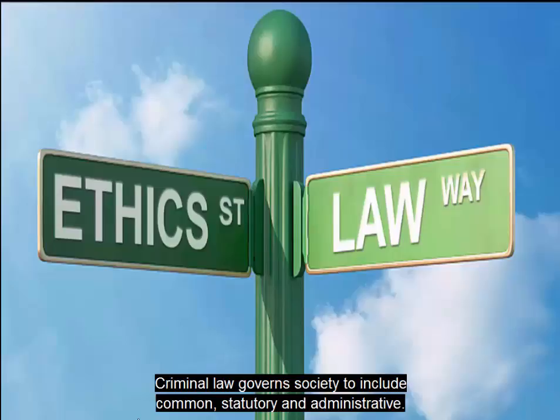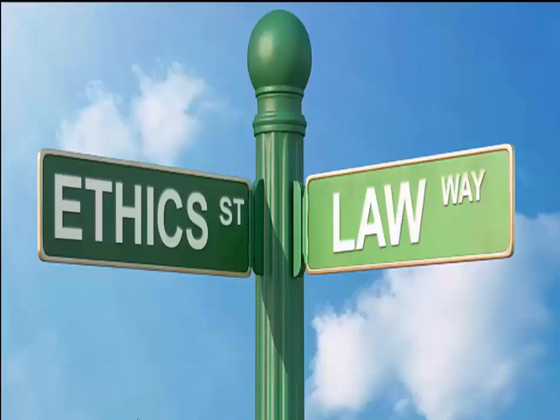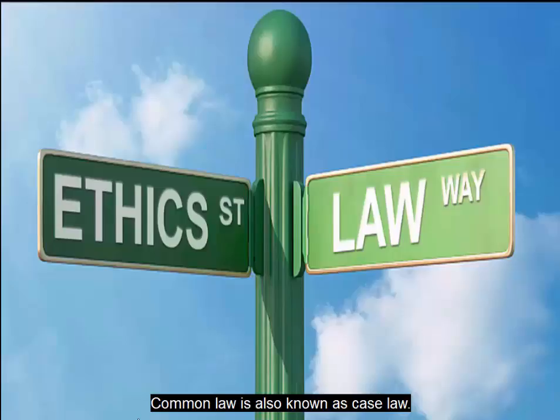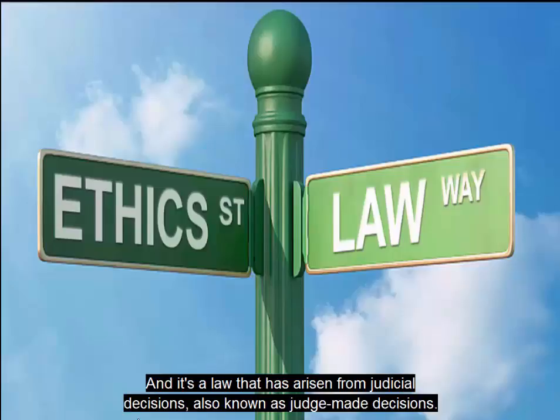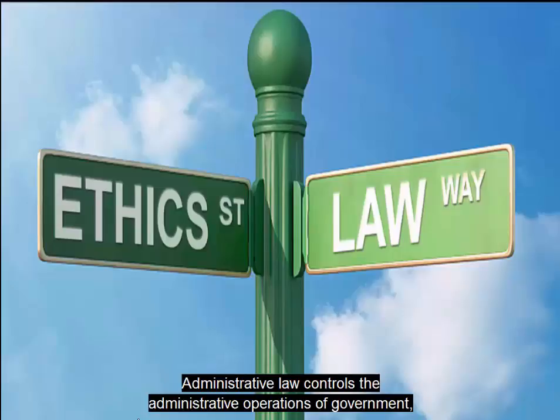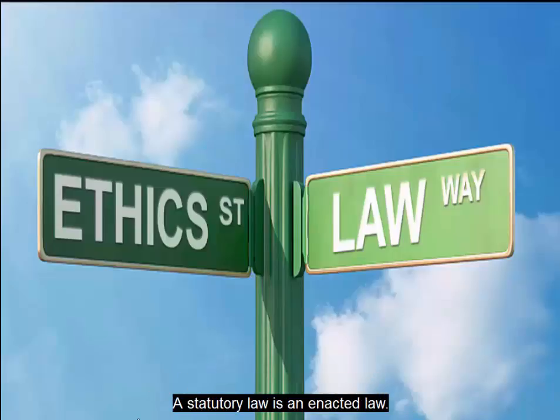Criminal law governs society to include common, statutory, and administrative. Common law is also known as case law, and it's a law that has arisen from judicial decisions, also known as judge-made decisions. Administrative law controls the administrative operations of government, but does not govern federal treaties or judicial misconduct. Statutory law is an enacted law. An example would be the Nurse Practice Act.